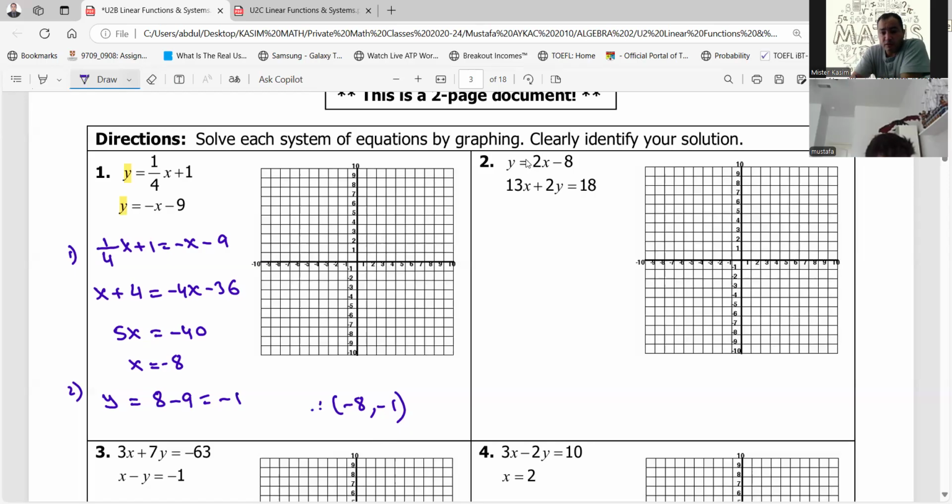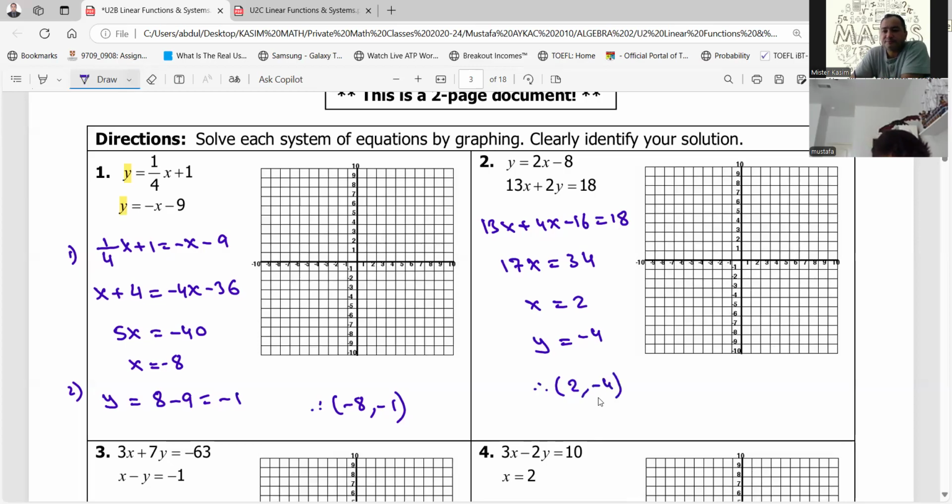You see here y is already given, so I don't have to do anything. Just plug it into the second equation. 13x plus 2 times y, so that is 4x minus 16. That equals 18, right? 13x plus 4x, that is 17x, and move negative 16 to the right-hand side. That is 34. So x equals 2. If x equals 2, then y equals 4 minus 8, negative 4. So that is 2, negative 4.